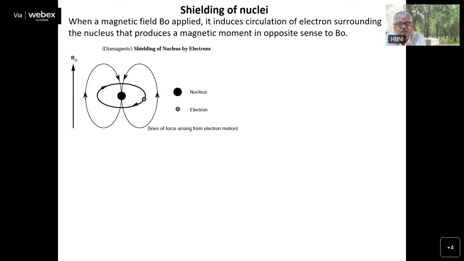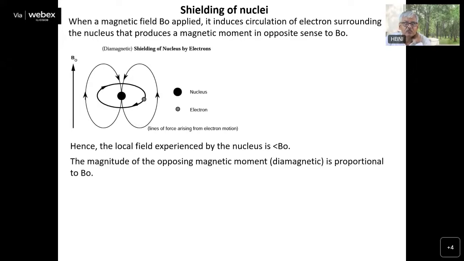So effectively the nucleus is feeling a less magnetic field than what we have applied. That's why we are calling this a shielding of nucleus by electrons. So the local field experienced by the nucleus is now less than B0. The magnitude of this opposing magnetic moment is proportional to B0.